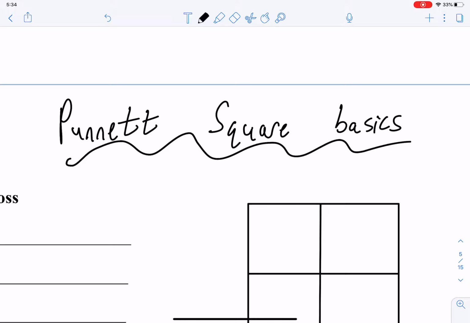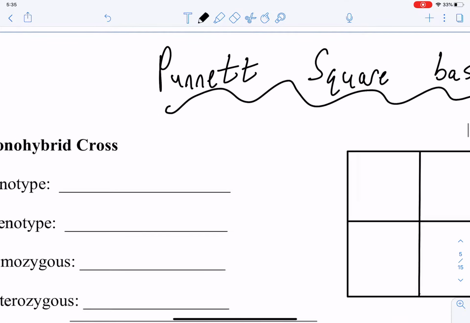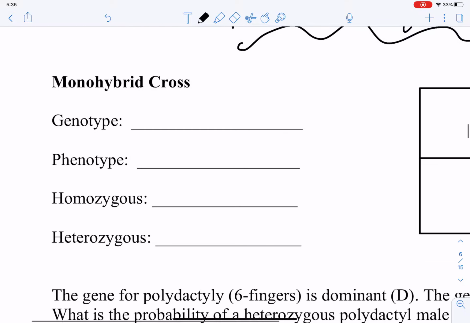Hey guys, this is a video to go over the very basics of what a Punnett square is and how we can answer questions after filling out a Punnett square. Okay, so there's about 4 to 6 terms that we need to have a real good understanding of to apply for these problems. So we're going to go through those.